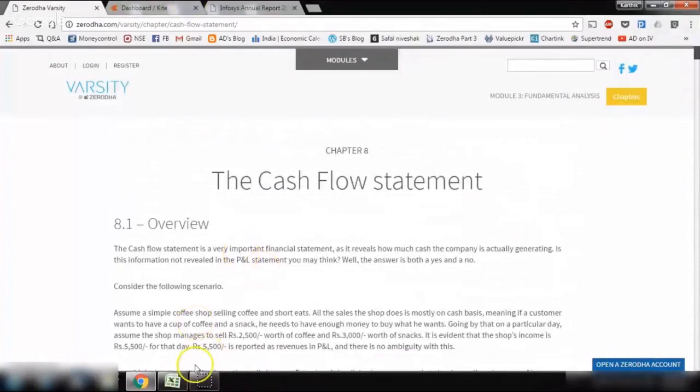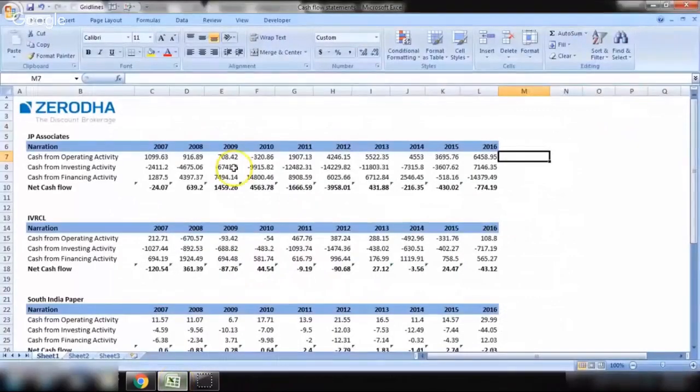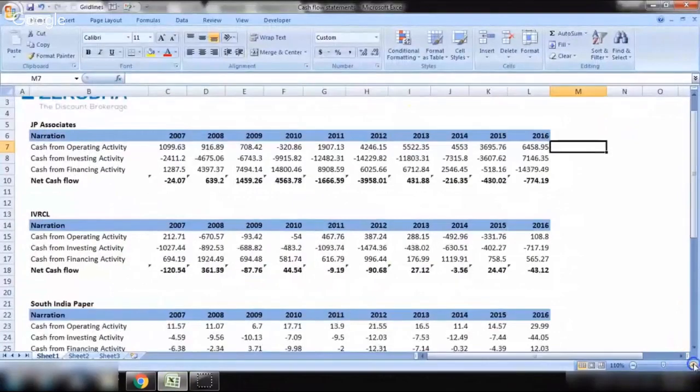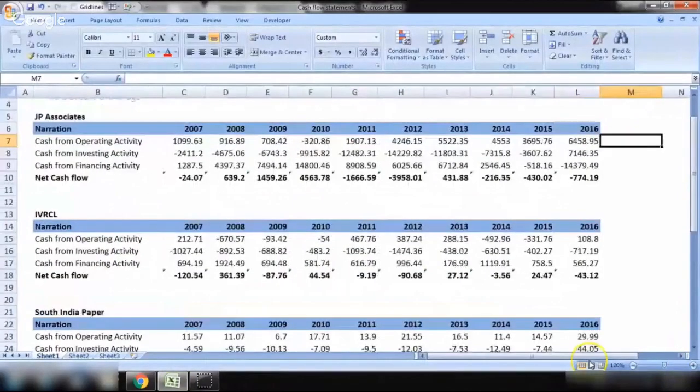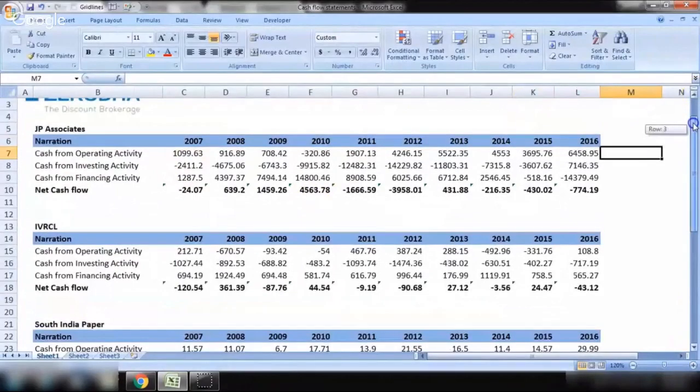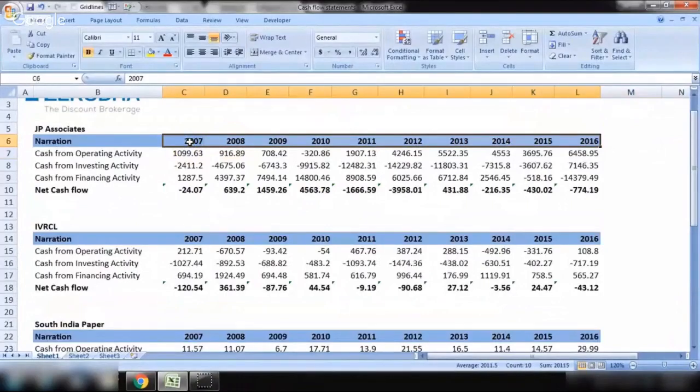So now what I plan to do is, I've lined up the cash flow statements of a few companies here. Let me just zoom this in. I've lined up the cash flow statements of 5-6 companies, from 2007 all the way up to the last financial year, that is 2016, right? So there's roughly 9 years' worth of data.